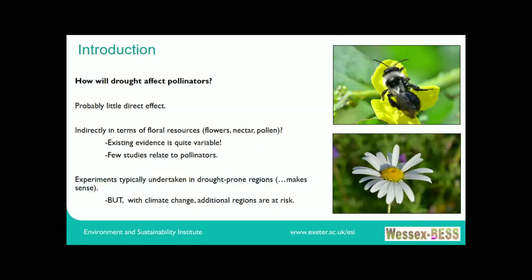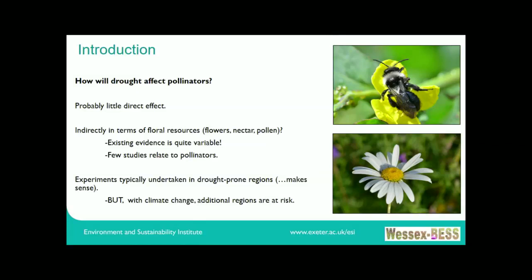So how is drought likely to affect pollinators? Well, probably not particularly directly, because pollinators get their source of water through foraging on nectar. So what we're really interested in are these indirect effects. You can imagine that in an environment where water is a limiting factor, plants are water stressed, they're probably performing worse and putting fewer resources into reproduction in terms of producing flowers and pollen and nectar, and this means less food for pollinators, essentially.